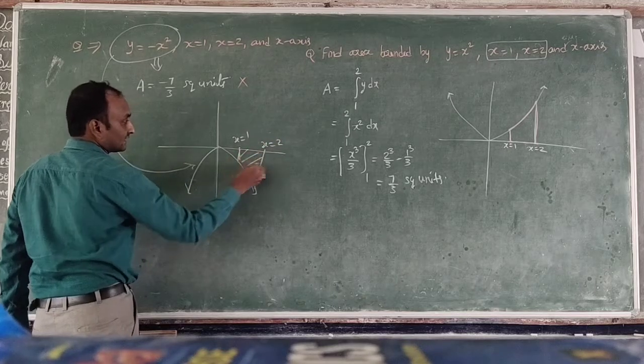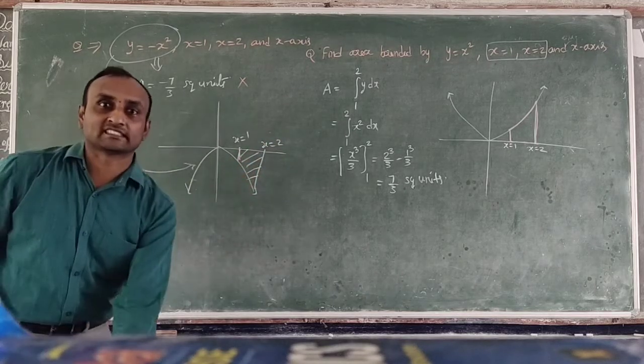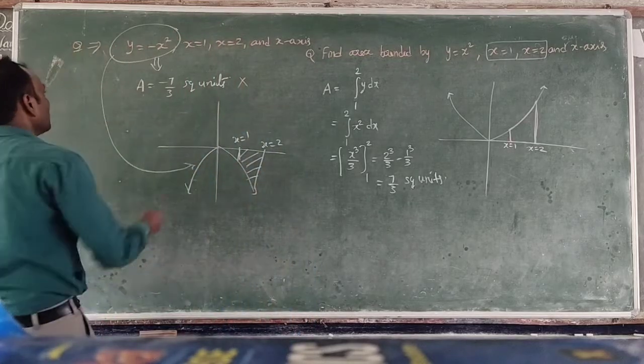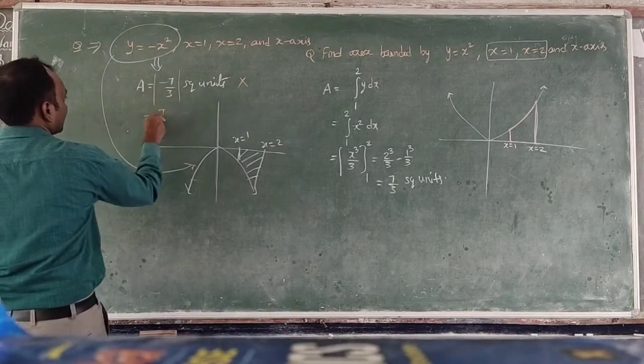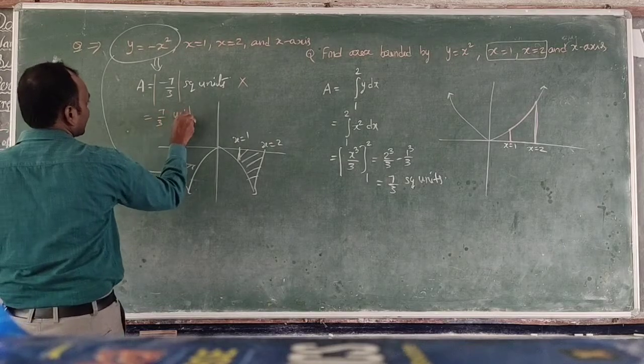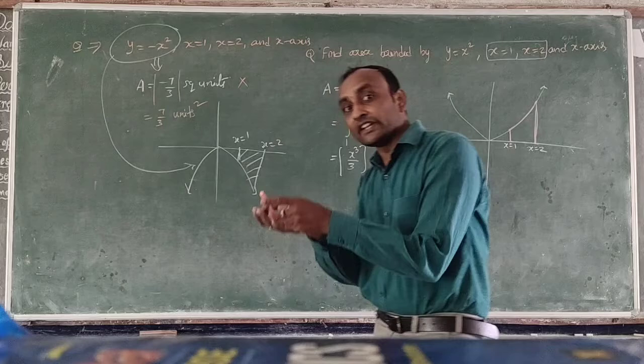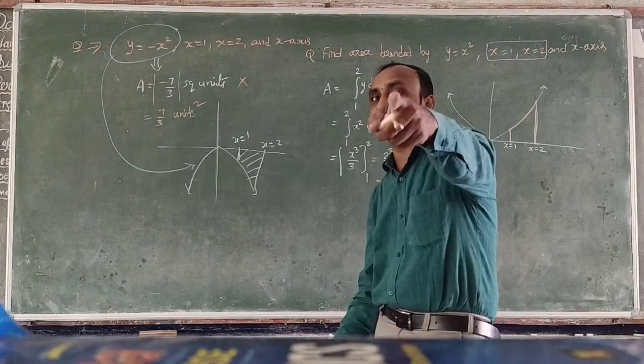This area is negative. That means the area is below the x-axis. That's why you got the negative area. In this case, you have to put modulus. The answer will be 7 by 3 units square. You have to put modulus because the area went below the x-axis. That's why you got the negative.